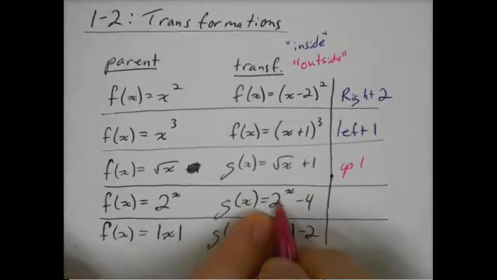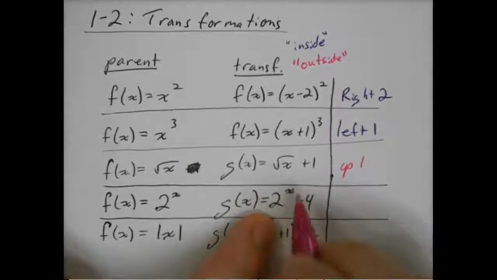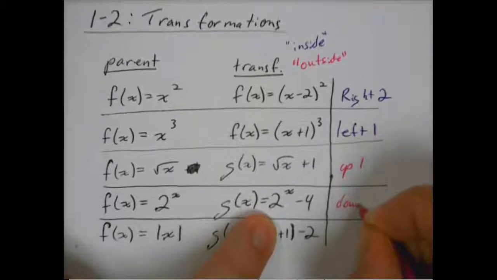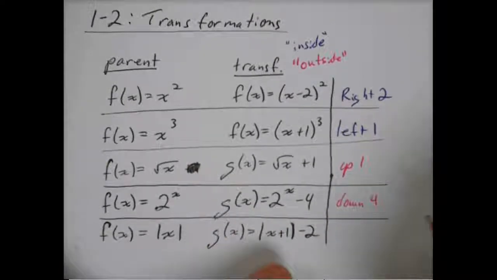This one, 2 to the x, it's not with the x, so it's outside, kind of with the y. So we will move everything down 4 units. Now we can do both things in the same equation. We can actually do more than this, but this is what we're exploring for now.